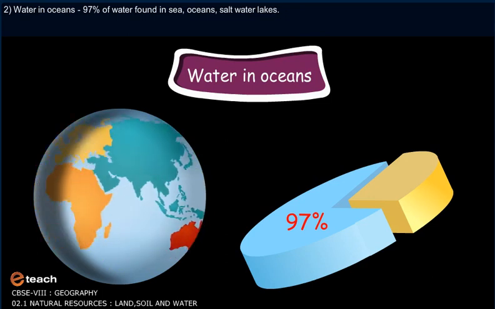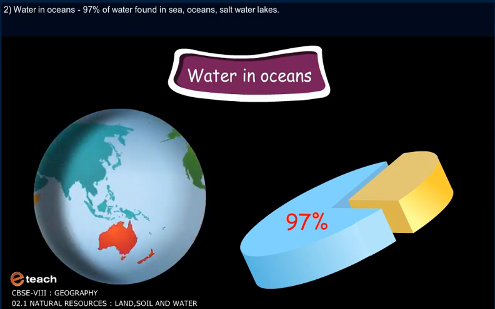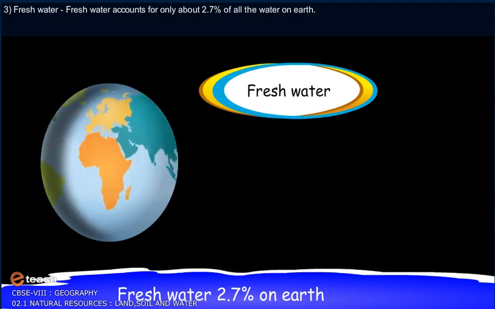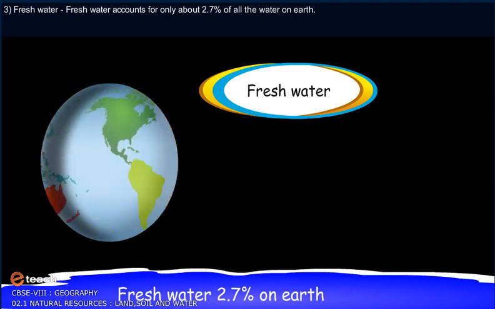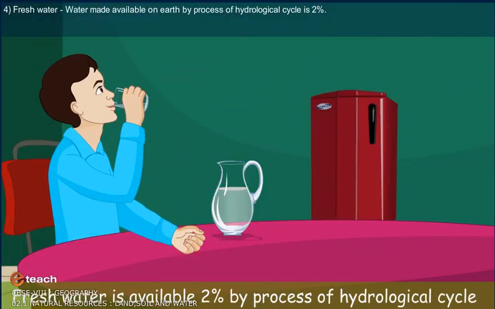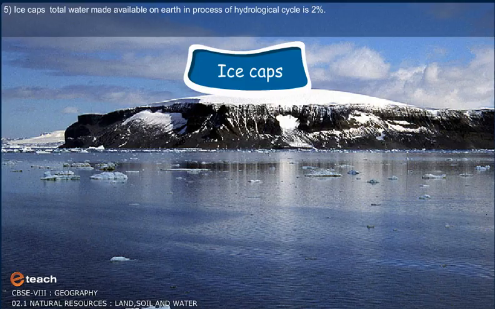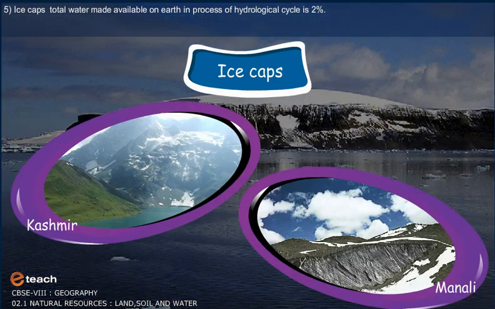Water in oceans. 97% of water found in sea. Fresh water. Fresh water accounts for only about 2.7%. Water made available on Earth by process of hydrological cycle is 2%. Ice caps. Total water made available on Earth in process of hydrological cycle is 2%.